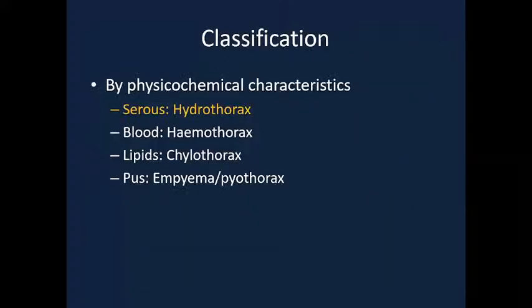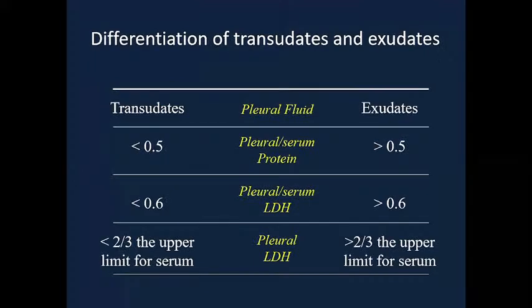If your fluid is serous, it can be either a transudate or an exudate, and here we use something called the Light's criteria to determine which is which. What you have on your left are the characteristics of a transudate, and what you have on the right are the criteria that make a fluid an exudate.